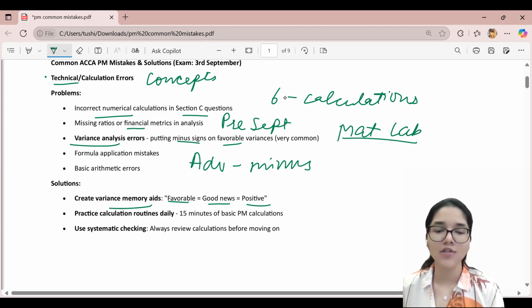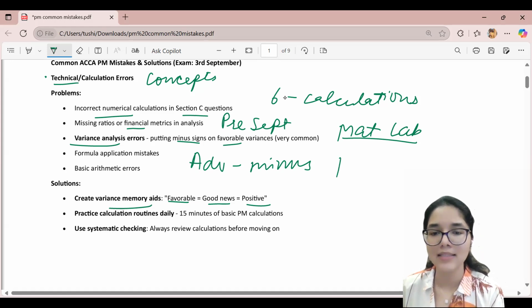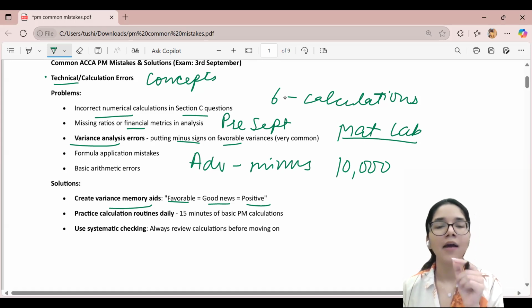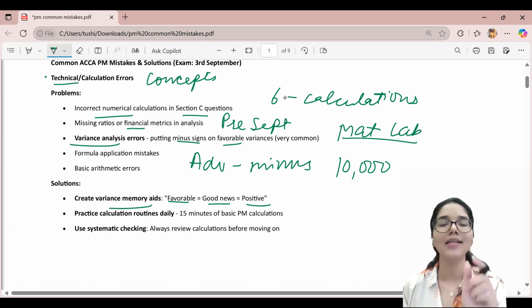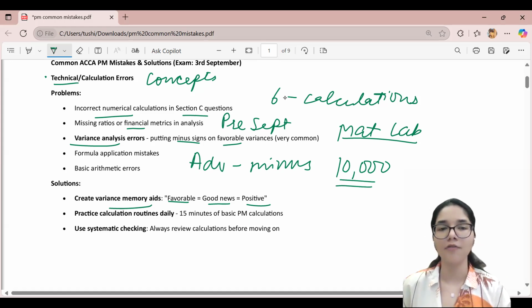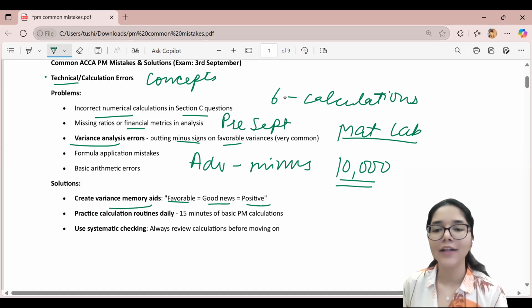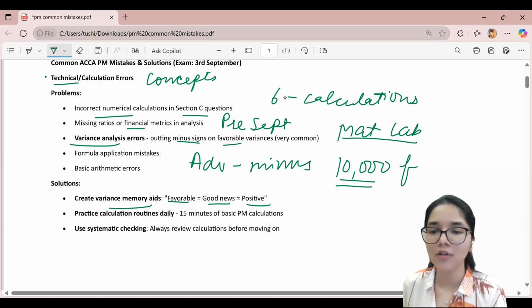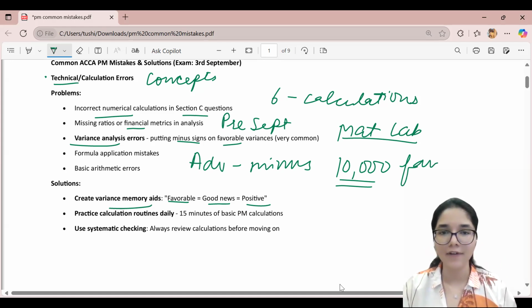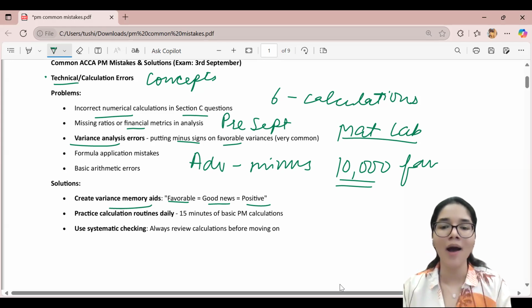Another mistake which I saw, and one more thing before I proceed further: let's suppose my answer has come out to be 10,000 favorable variance. Now, with a plus sign, you by default get to know that your answer is a favorable variance. But if I'm talking about section C questions, if you leave your answer at 10,000 and you do not mention favorable, there's at least half a mark, or depending upon the marks available in the question, maybe even 1 mark that you lose because of this silly mistake.